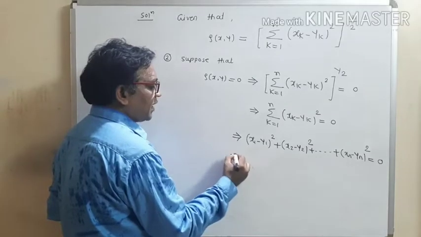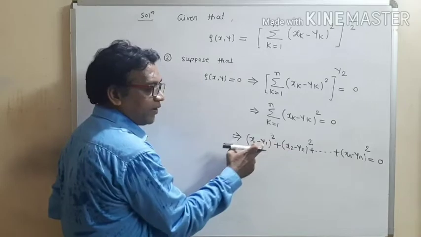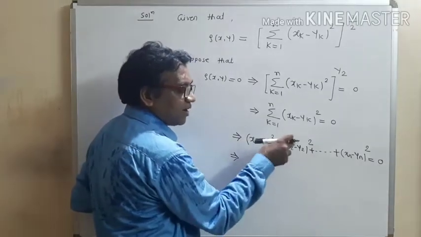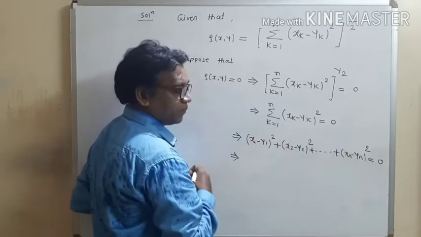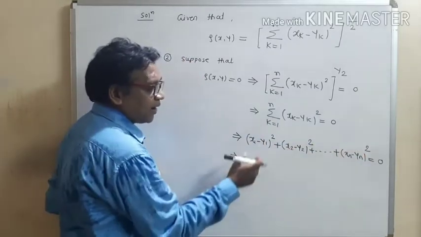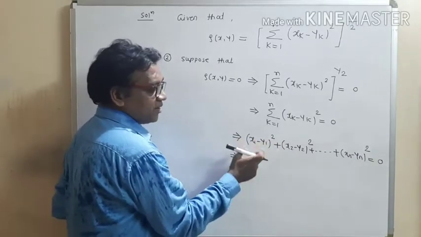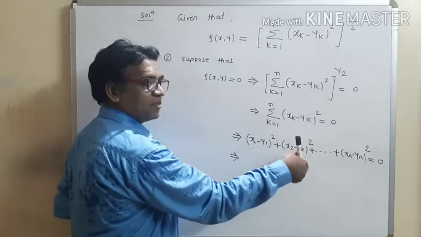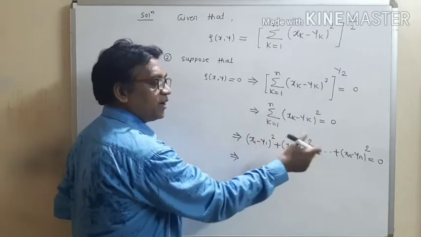Now see what this quantity is. This is a non-negative term. Square means it is a non-negative term. This second square is again non-negative. (xn minus yn) whole square is again a non-negative term. So the sum of non-negative terms is 0. What is this equation? This is the addition of non-negative terms, and the sum of non-negative terms is 0. This will imply that every term is 0.